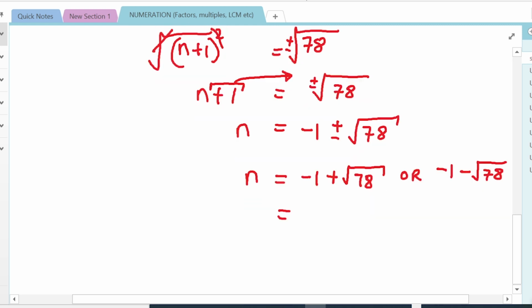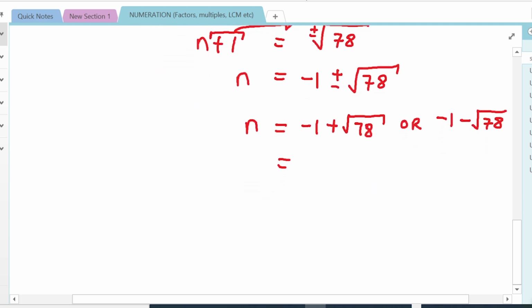So we go ahead and find the final answers for those two. What is the root of 78? We shall simply punch that in our calculator, and we end up with around 7.831 or 7.832, or 0.83. So now our answer is one of these two.